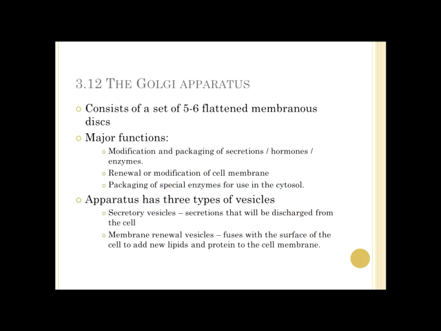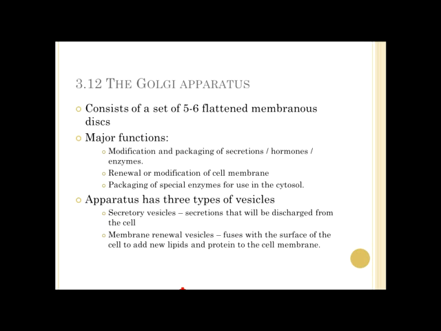Golgi apparatus consists of a set of 5 to 6 flattened membranous discs. Major function of the Golgi apparatus: modification and packaging of secretions, hormones, and enzymes, renewal or modification of the cell membrane, packaging of special enzymes used in the cytosol or inside the cell. The apparatus has 3 types of vesicles, and this thing is going to either package them, apply for renewal, or make stuff for the cellular environment, cell wall, and things like that.